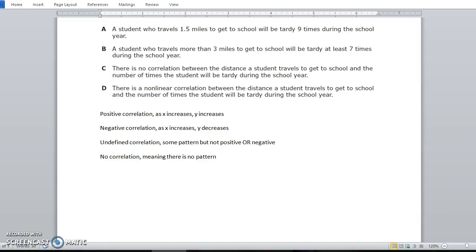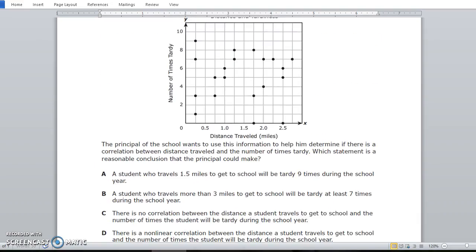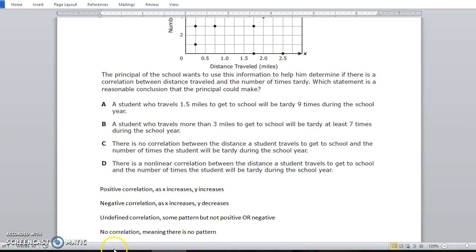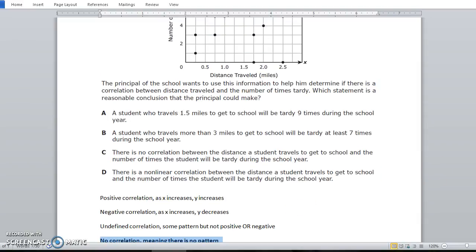So let's go back up and look at our scatter plot. Does it have a pattern where it's increasing all the time, consistently, or falling down? Nope, neither of those. Is there some kind of a pattern, a shape? I don't see a pattern or shape. It looks like there's just no pattern at all between the distance traveled and the number of tardies. So I'm going to look at the answer choices for something that tells me about no correlation, because that's the one pattern that I'm seeing in this. There's no correlation.